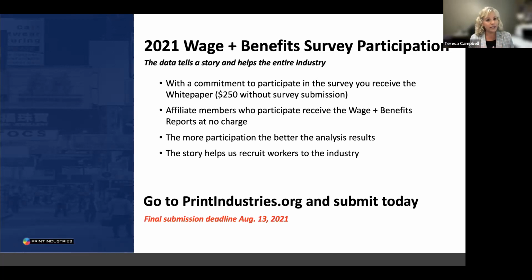But if we don't have enough participation, again, we can't report on that data because there is a minimum required to create an average. The more that participate, of course, the better the analysis, and it helps us tell that recruitment story. It helps us tell those workers that the majority of our industry offers benefits, good benefits, and a competitive wage and great companies to work for. So go to printindustries.org and submit your survey today. The final submission deadline is August 13th, so we can start analyzing that data.